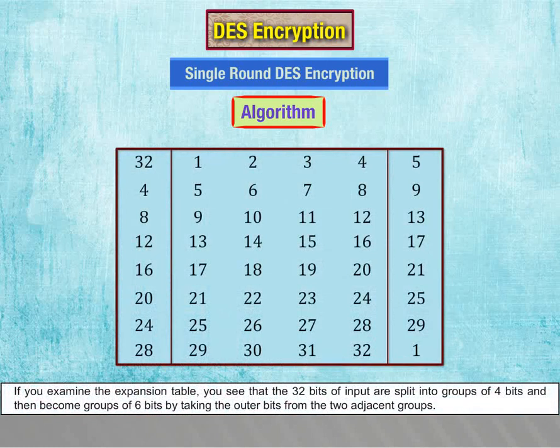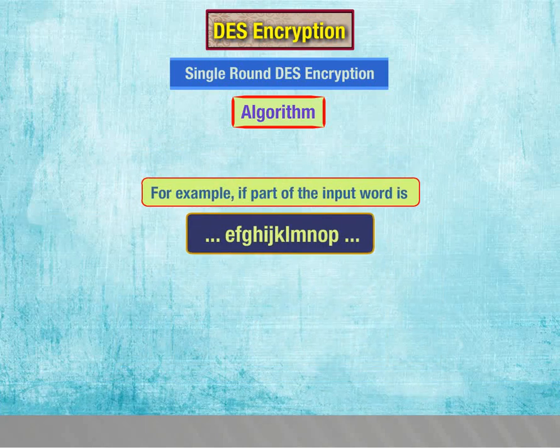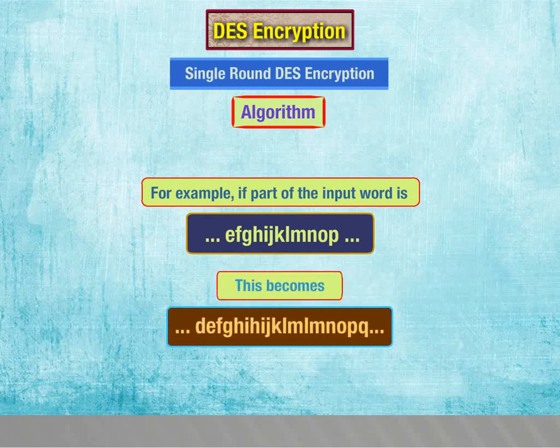If you examine the expansion table, you see that the 32 bits of input are split into groups of 4 bits and then become groups of 6 bits by taking the outer bits from the 2 adjacent groups. For example, if part of the input word is E, F, G, H, I, J, K, L, M, N, O, P, this becomes D, E, F, G, H, I, H, I, J, K, L, M, L, M, N, O, P, Q.